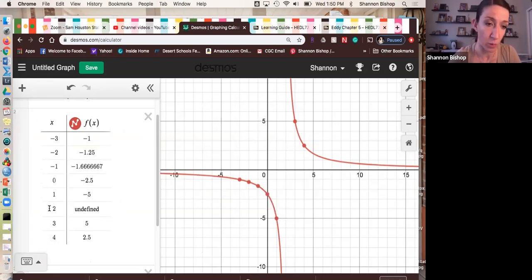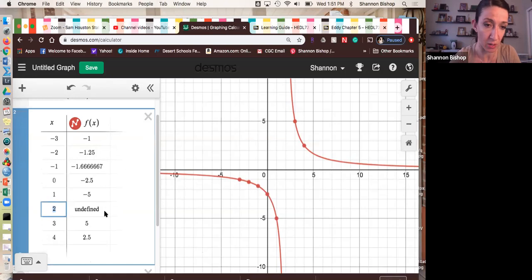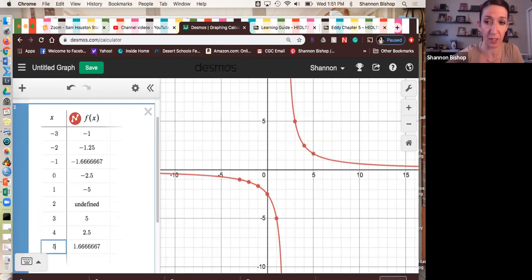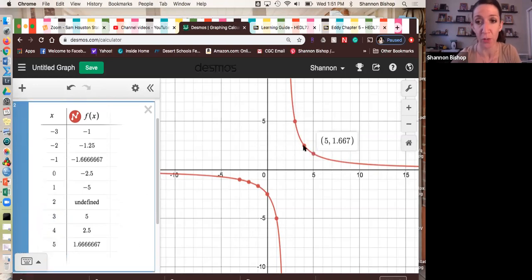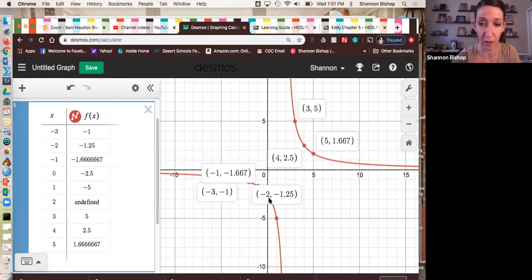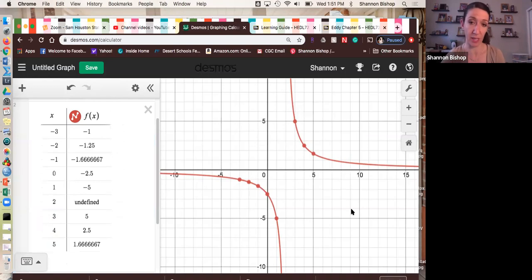Then you hit this weird one. We'll come back and talk about that. And then on the other side of it, you get more answers though. You plug in 3, you get 5. You plug in 4, you get 2.5. And we could expand this table even more if we wanted to. So it's producing all these different table values. As you can see, they are then populated onto the graph, producing an image that looks like this.